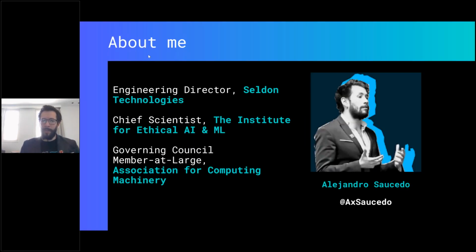I'm currently engineering director at Seldon Technologies. This is an open core machine learning deployment and monitoring company. I am the chief scientist at the Institute for Ethical AI, where we develop frameworks to ensure the responsible design, development, and operation of machine learning systems. And I am governing council member at large at the ACM.